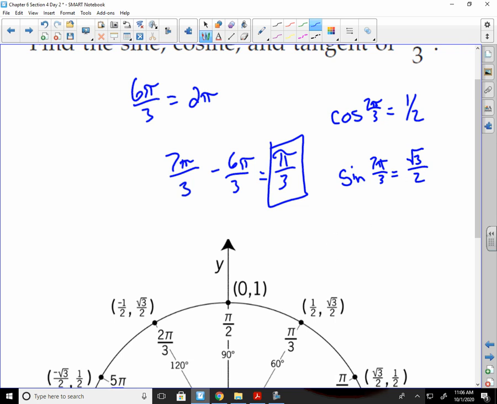And then if I'm looking at the tangent of 7 pi over 3, it is sine over cosine. So it's going to be root 3 over 2 over 1/2. Anytime we have one fraction over another, remember we just flip the bottom and multiply. Top stays the same, root 3 over 2. Flip the bottom, that gives you 2 over 1. Those cancel. I'm left with square root of 3.